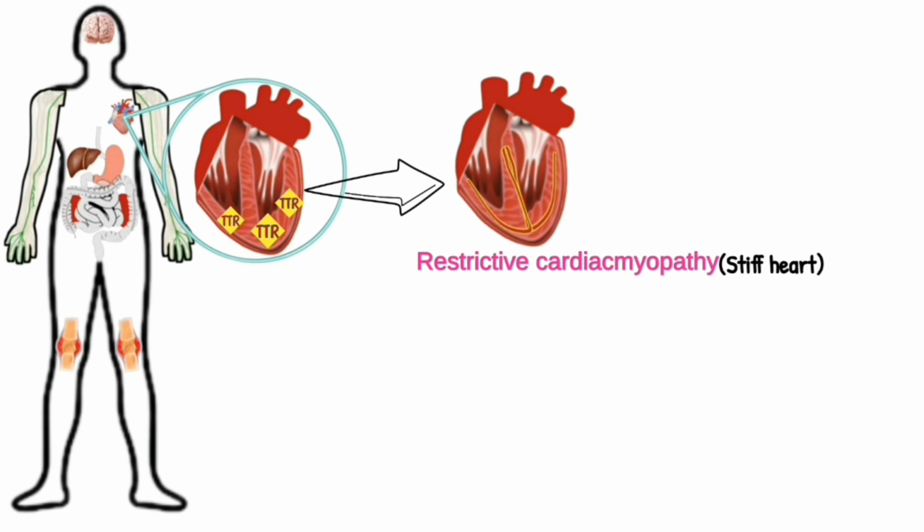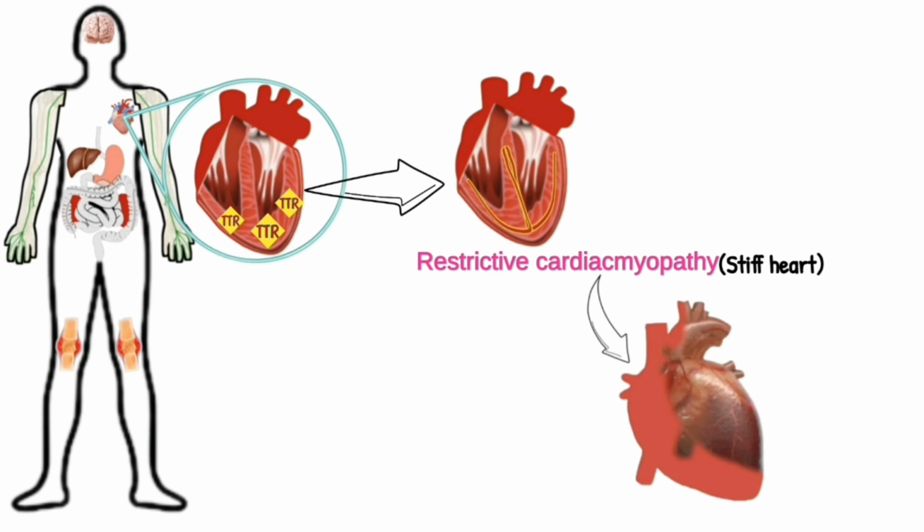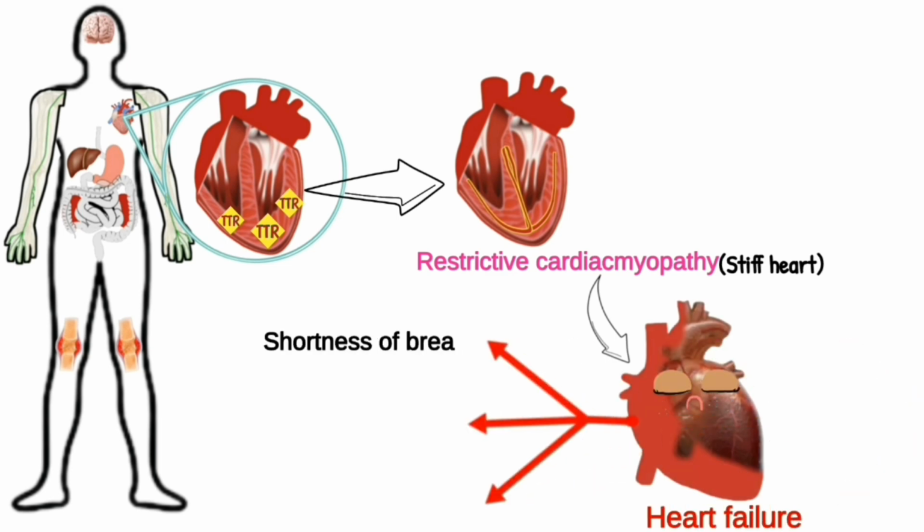deposited amyloid protein in the heart leads to restrictive cardiomyopathy that causes stiffness of the heart. When our heart becomes stiff, it can't pump blood properly, leading to heart failure. Symptoms are shortness of breath, palpitation, which makes you feel like your breathing is hard and fast, fatigue, and chest pain.